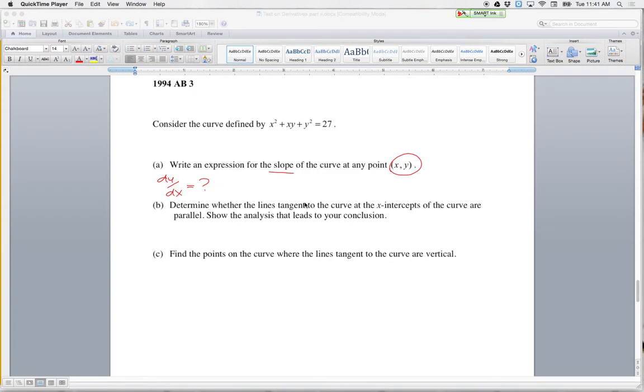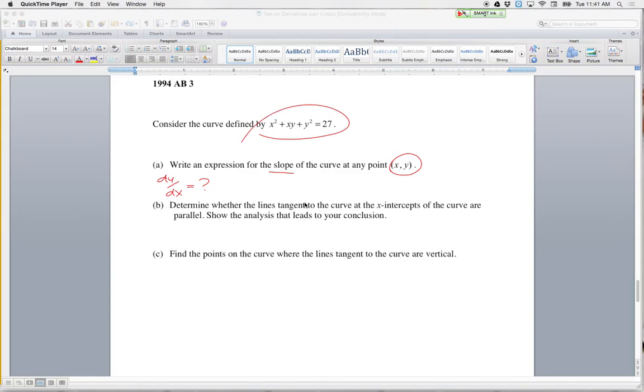Don't mention anything here about, hey, consider volume changing over time, or considering the radius changing over time. This is just x and y. They want to know the slope at a specific moment. This is just a straight up derivative. But you do need implicit differentiation.